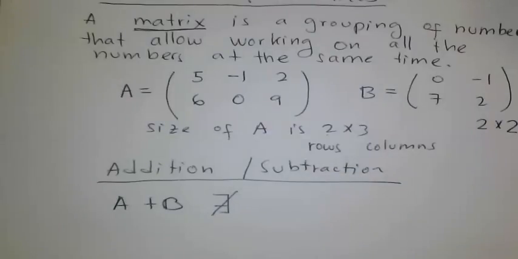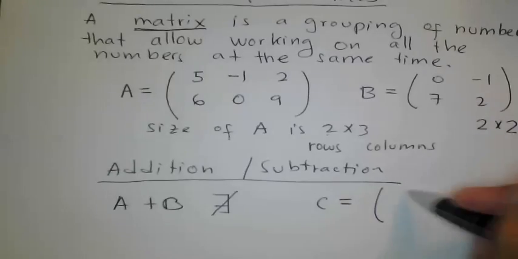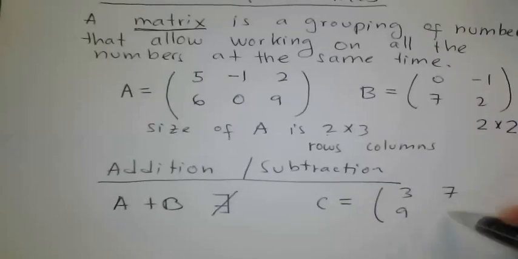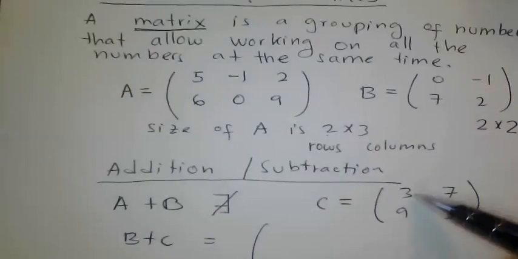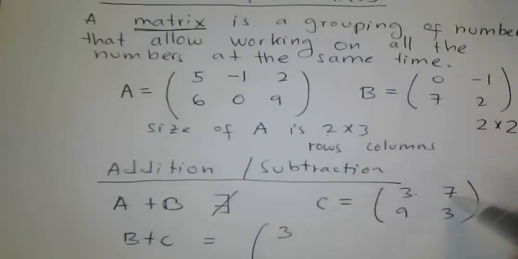So I could maybe define another matrix which is C, and let's say that this is the same size as B, and this is 3, 7, 9, and 3. So now I could do B plus C, which in this case will be 3 plus 0, which is a 3, 7 plus -1, which is a 6, 7 and 9. So you see I'm adding the corresponding entries. So this is 16, and then 3 and 2, this is 5. Subtraction works the same way.